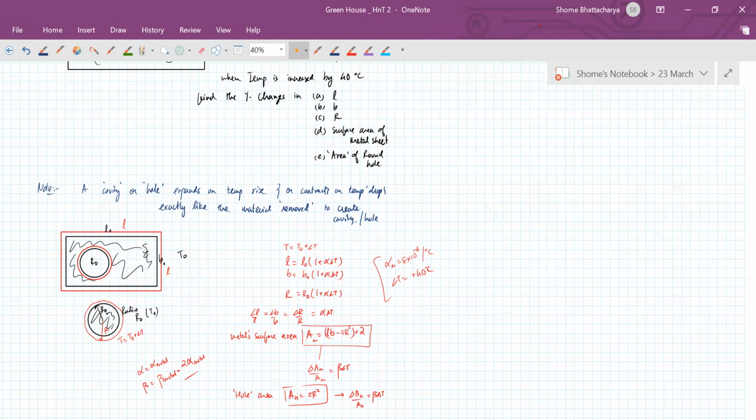Okay, so anybody got the answers for the percentage changes? Everything increases, but these first three quantities are linear dimensions. So the percentage change will be the same for them. Delta L by L percentage will be equal to delta B by B percentage will be equal to delta R by R percentage, which will be alpha delta T converted into a percentage.